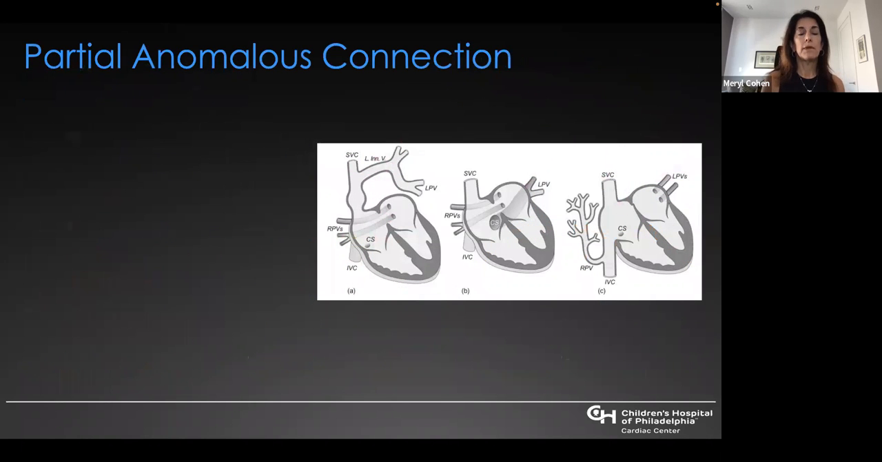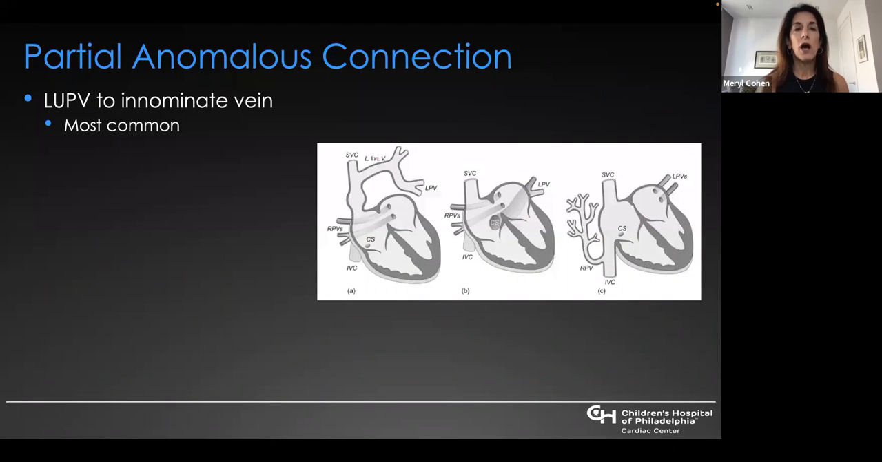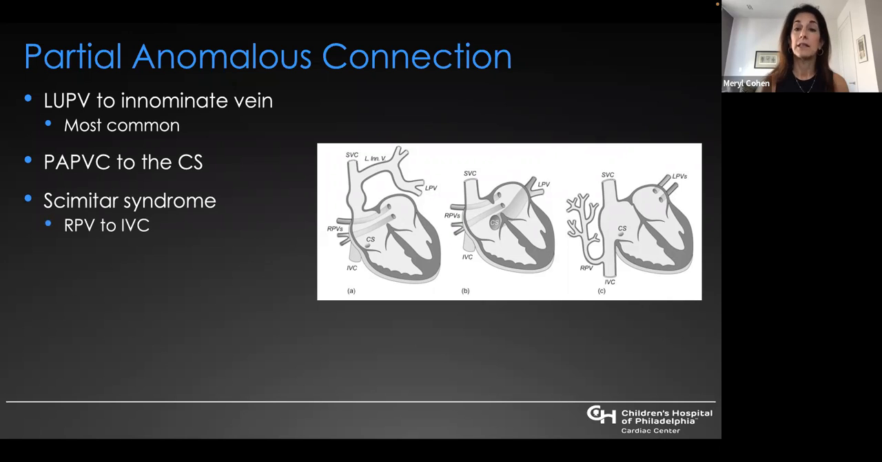And then partial anomalous pulmonary venous connection comes in a variety of subtypes. The most common being left upper pulmonary vein to innominate vein, but you can also have partial anomalous pulmonary veins that go directly to the coronary sinus, typically the left veins. And then there is a constellation of findings called scimitar syndrome, where one or more of the right pulmonary veins, typically the right lower pulmonary vein, connects directly to the inferior vena cava.